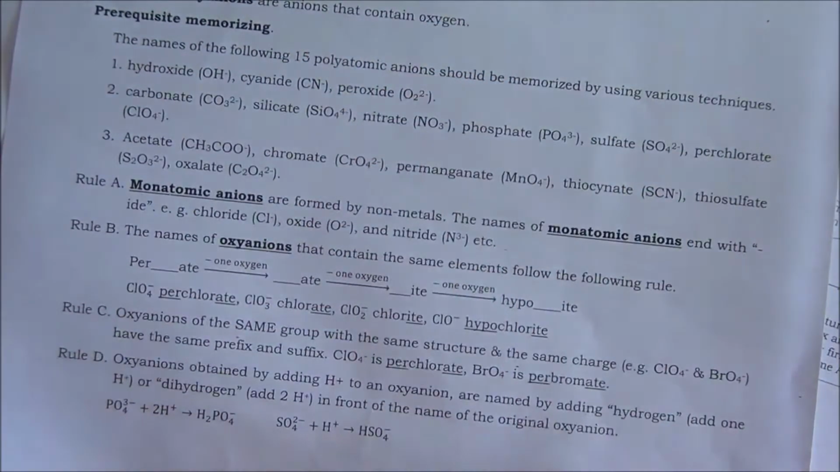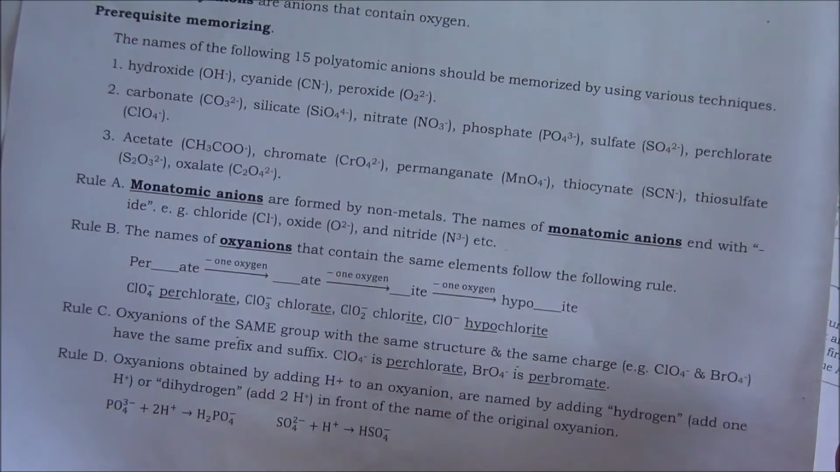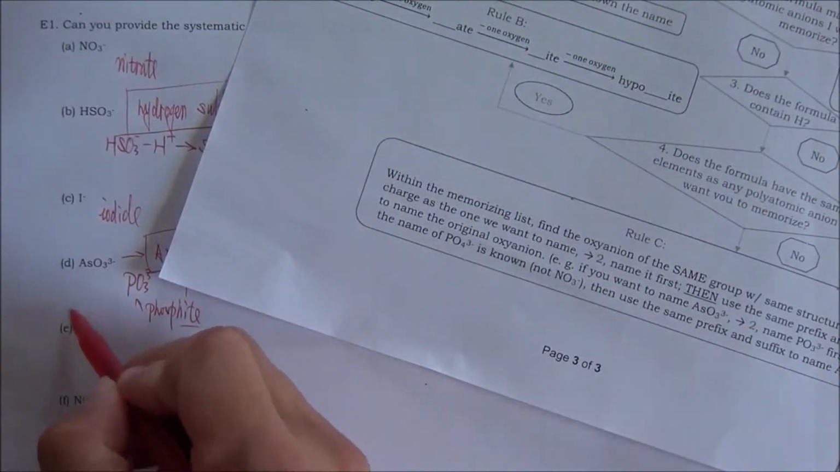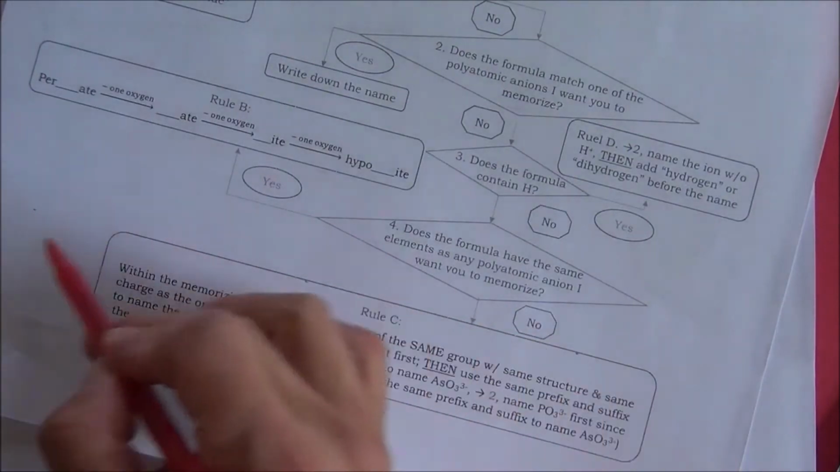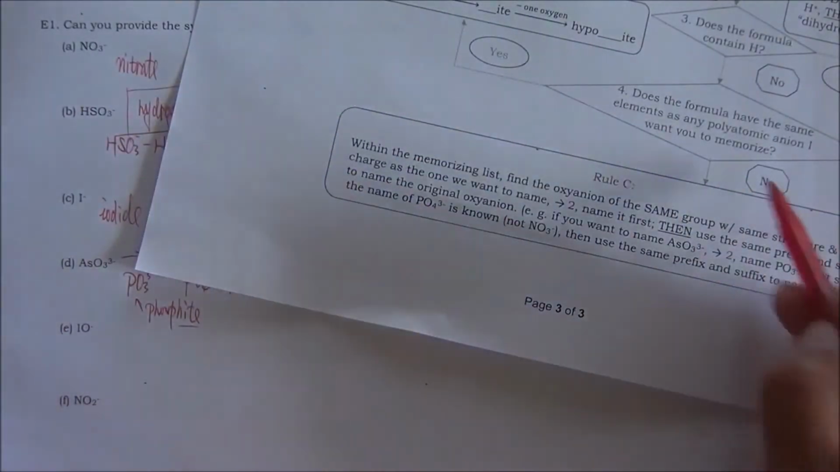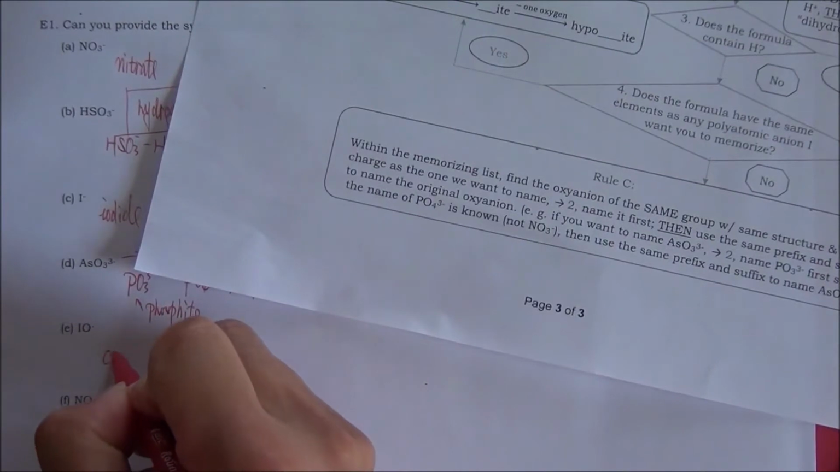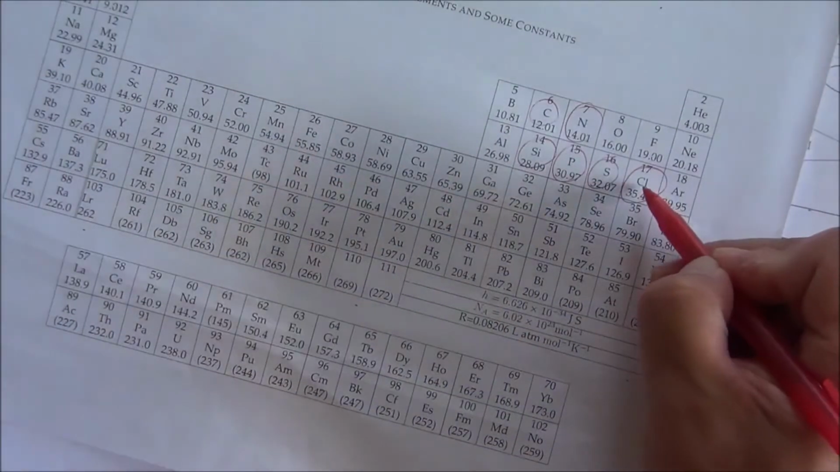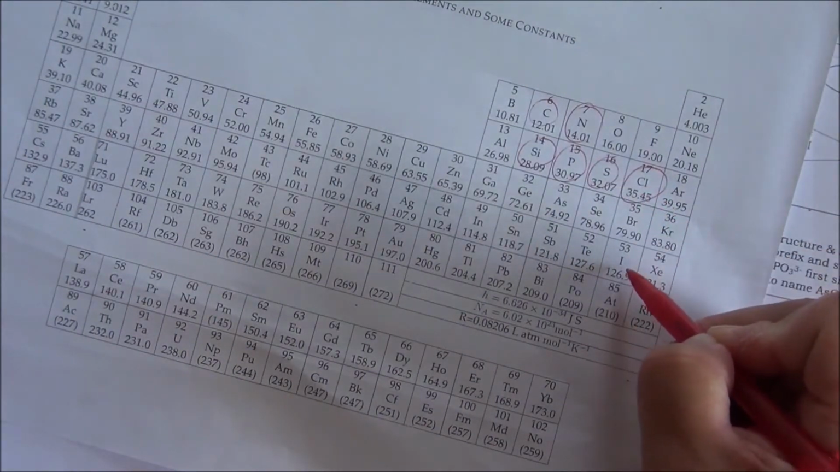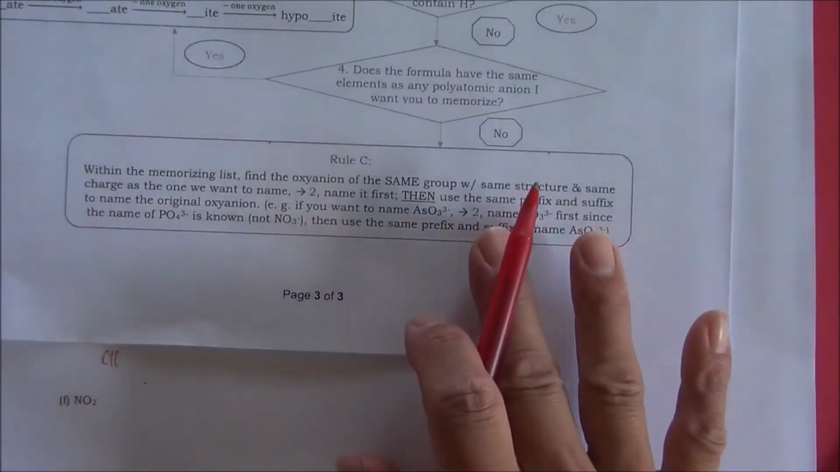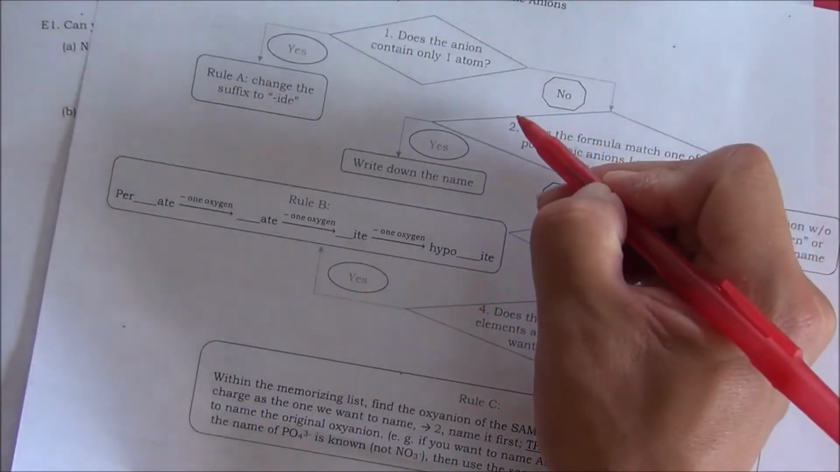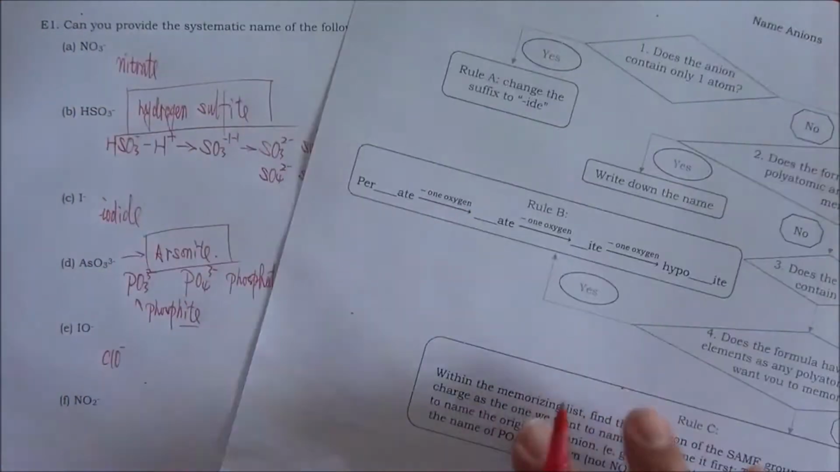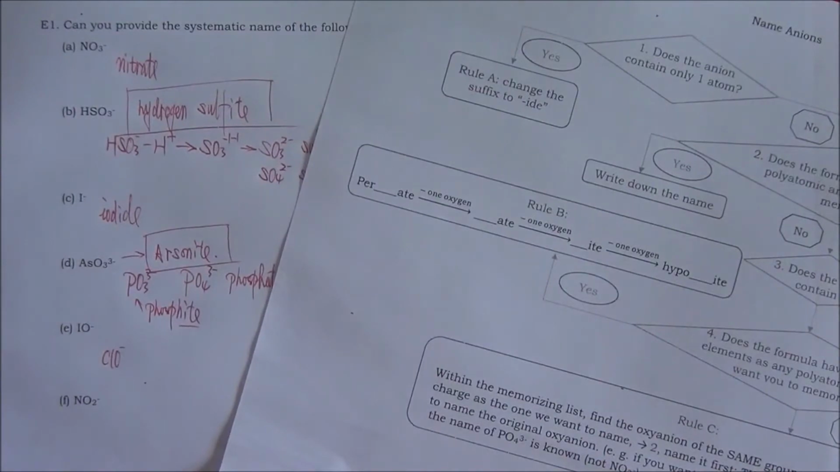If you remember the 15 polyatomic anions, you will know that there's no polyatomic anion in this list that has the same elements as IO minus. Therefore, we will go to this box again. According to this box, we need to name ClO minus first. If you look at the periodic table, Cl and I are in the same group. Then, according to the flowchart, we need to go back to step 2 to name ClO minus first.